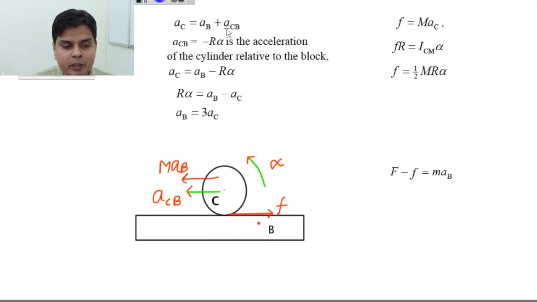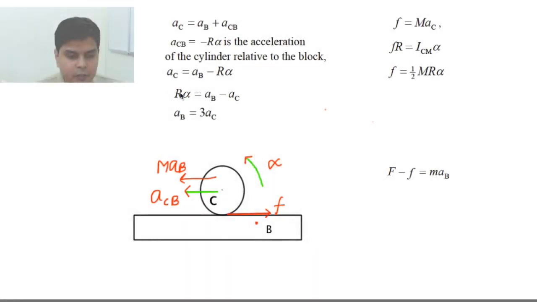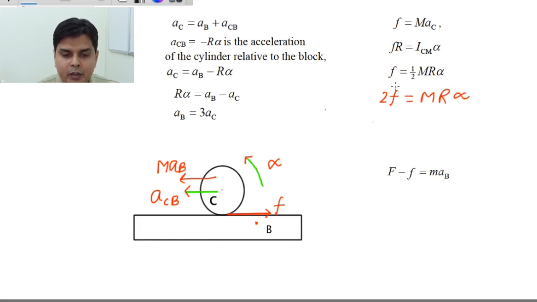Now you see, this is very simple. AC is equal to AB plus ACB. So I can write AC is equal to AB minus R alpha. So R alpha is equal to AB minus AC. Now if I substitute these equations in this, you will very easily get the answer. Now that we have written that R alpha is equal to AB minus AC, how to find out the equation? You see this, concentrate here, what is here? This is that 2F is equal to capital M R alpha. Now I know that F is equal to capital M AC, so I can write it here.